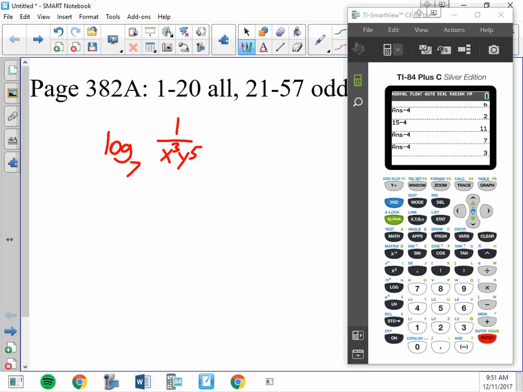Oh, it should be b. Sorry. Log base b. The base doesn't matter in this case, right?